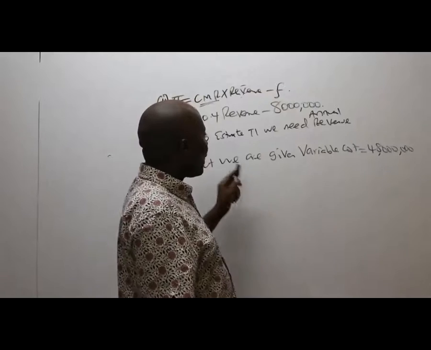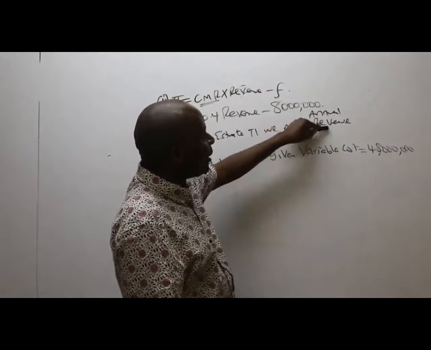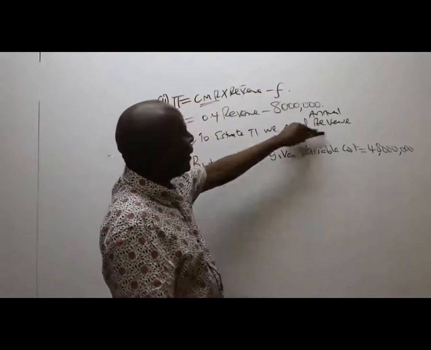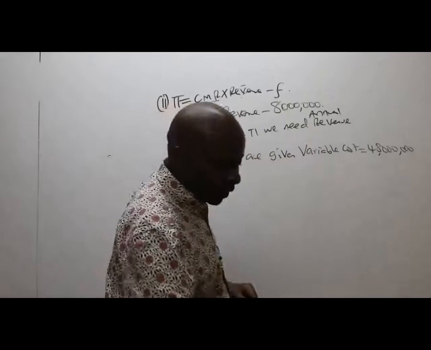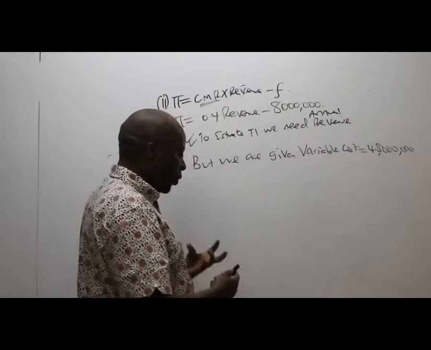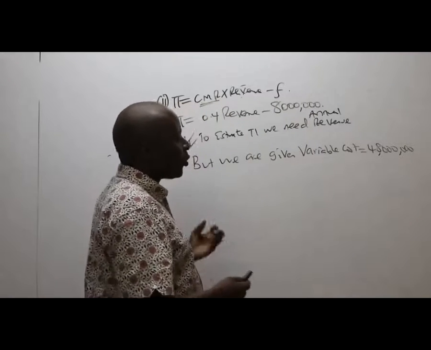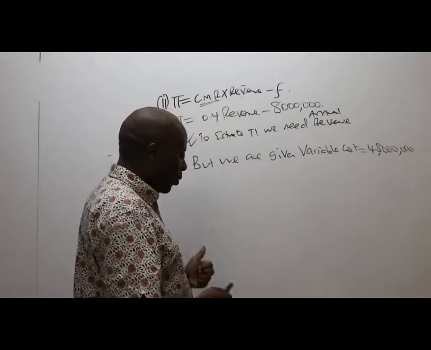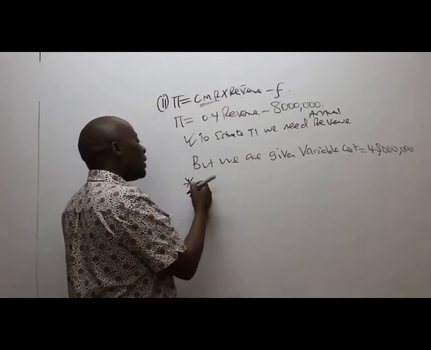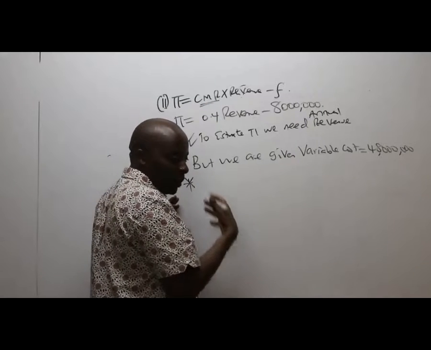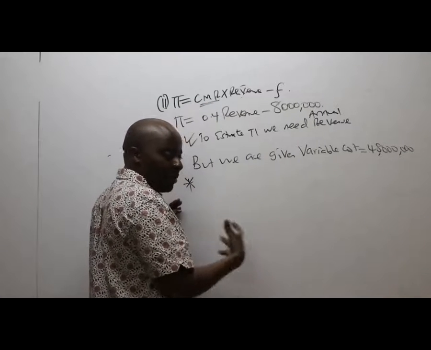So then the very first thing we need to do is to establish this revenue, which is badly needed for purposes of estimating the profit. So how do we get revenue out of variable cost? There is something which I'll be teaching you next semester in section 5, which is a very important equation that you must cram immediately.